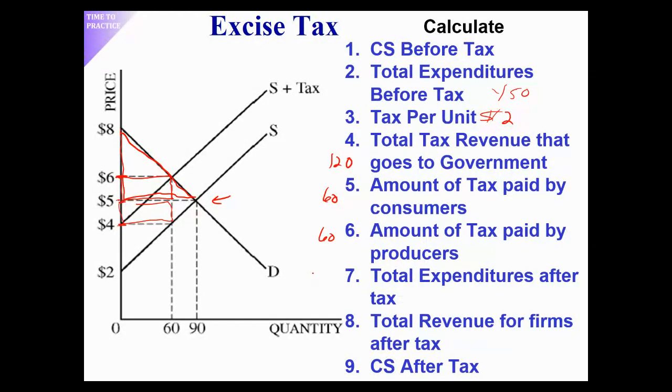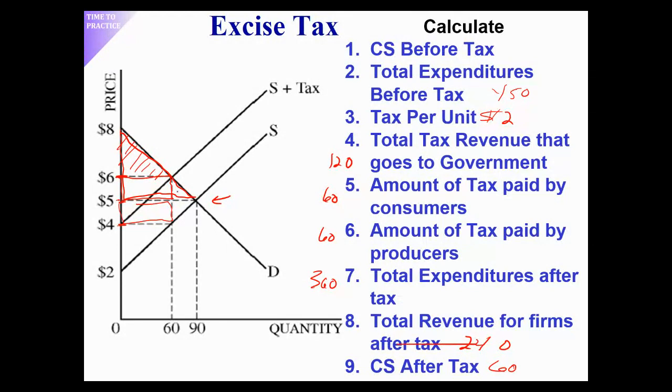Total expenditures after taxes would now be 6 times 60, which is 360. The total revenue that the firms received after taxes would be 4 times 60, which would be 240. The consumer surplus after taxes would be just this triangle right here, which would be 8 minus 6 is 2. 2 times 60 is 120. Half of 120 is 60.